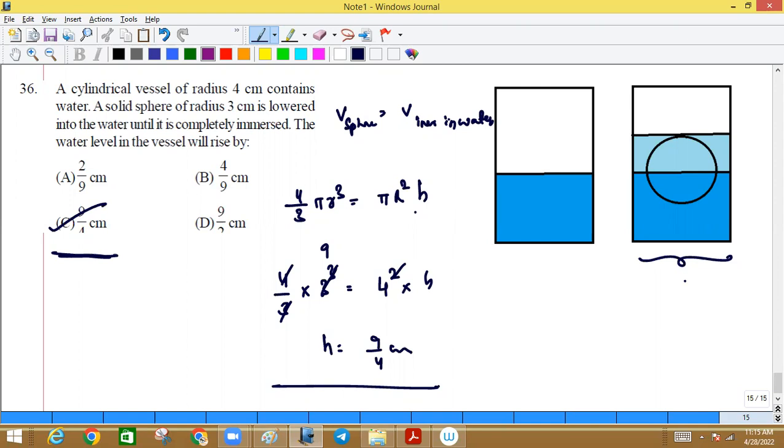You are simply equating the volume of the cylinder, why cylinder? Because the increase is in the shape of a cylinder, equal to the volume of the sphere. If you put a sphere, you'll equate it to the sphere. If you put a cone, you'll equate it to the cone. If you put a cube into it, you'll equate the volume of the cube to the volume increased in the water, right? Yes.